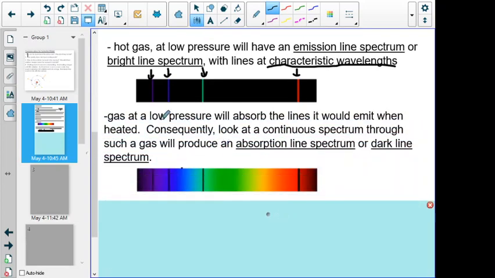If we have a gas at a low pressure, so again, low pressure for both of these, we're not dealing with dense materials, it will absorb the light that it would have emitted when it was heated. So if I shine light through hydrogen, for example, at a very low pressure, I'm going to see dark lines at these points here, the same points where I saw the bright lines when it was heated. So I'm shining white light through cold or cool hydrogen at a low pressure. It's going to absorb light of those specific wavelengths.